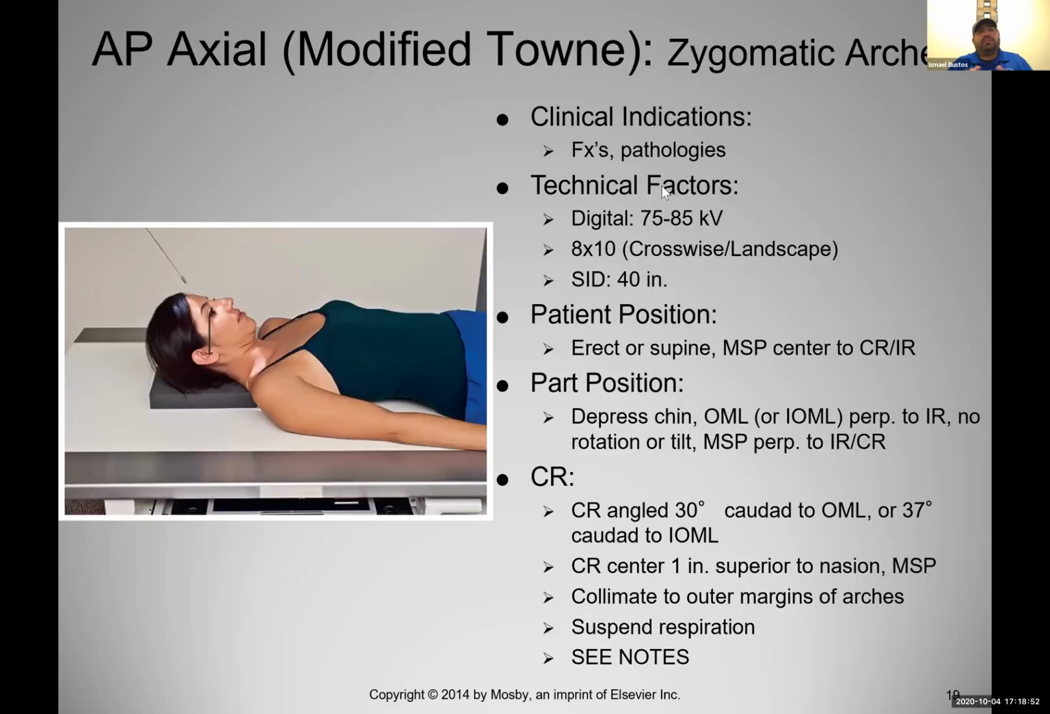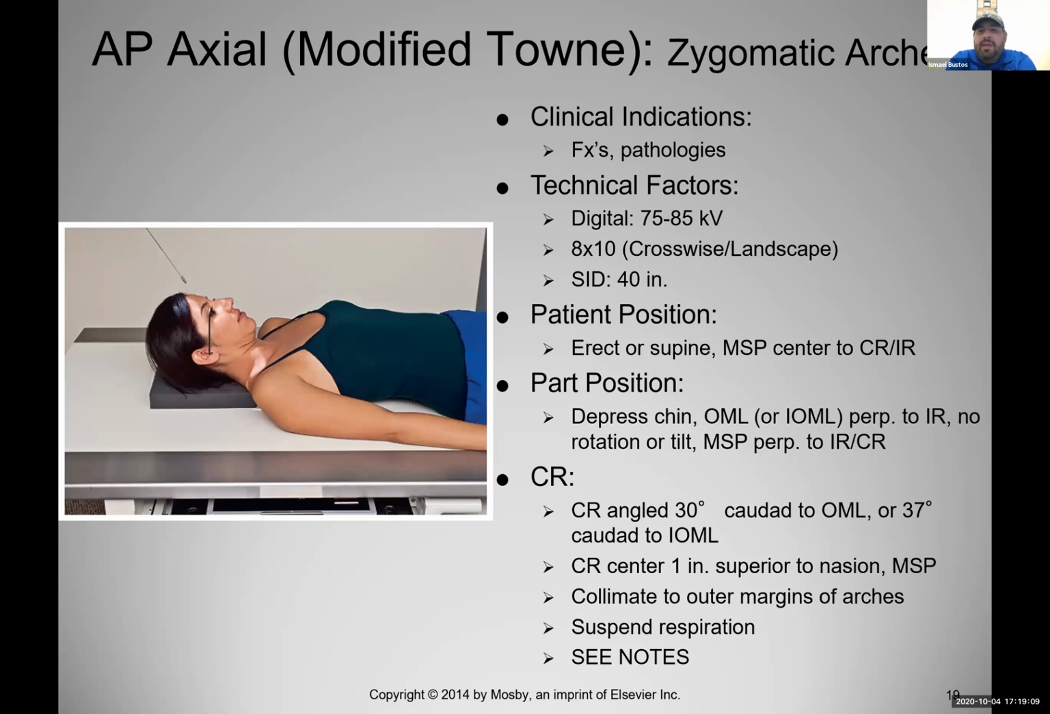Next one is the AP axial modified Towne of the zygomatic arch. We've done a Towne before, right? And this one here is on page 427. So it's very similar to a Towne projection, except now we're just looking at the zygomatic arches. But the centering point did change.